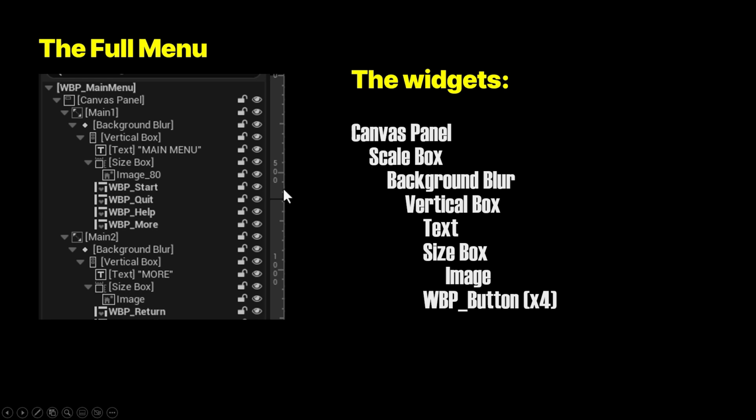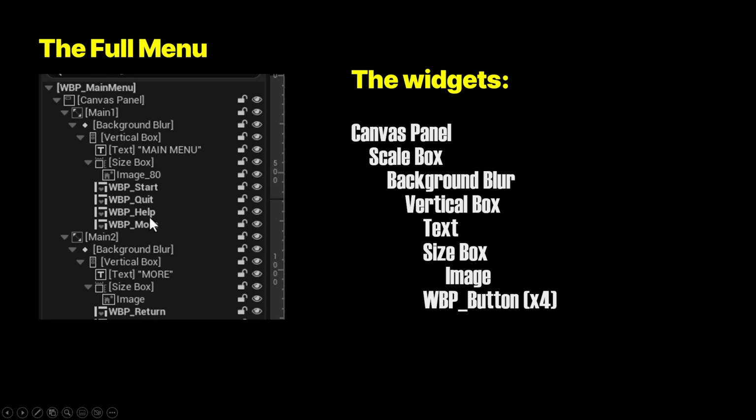So for the left side container, which is all this, you'll see that that mirrors all of this over here. So we have our scale box, which has been renamed. Inside of that, there's a background blur. Inside of that, there's a vertical box. There's some text. There's a size box. Inside of that, there's an image. And then we get our WBP button, and we need 4 of those. And you'll see this is how it ends up being structured.